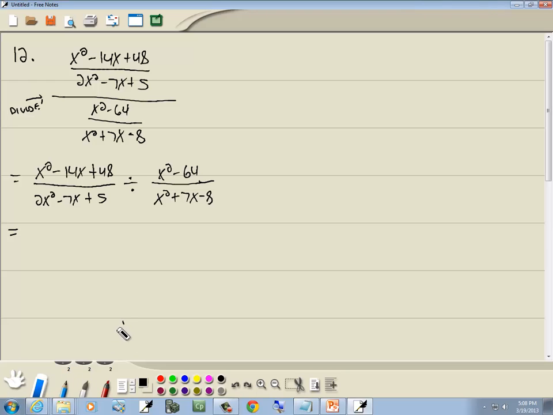Well, remember before, when we were multiplying or dividing simple fractions, we never divided, we immediately rewrote it as multiplication. And that's what we're going to do here. So we got x squared minus 14x plus 48 over 2x squared minus 7x plus 5 times x squared plus 7x minus 8 over x squared minus 64. Now remember how we rewrote multiplication. Of course your division symbol became multiplication, but then you flipped your fraction that followed the division sign. Took a reciprocal of it. And now it's just a simple multiplication.